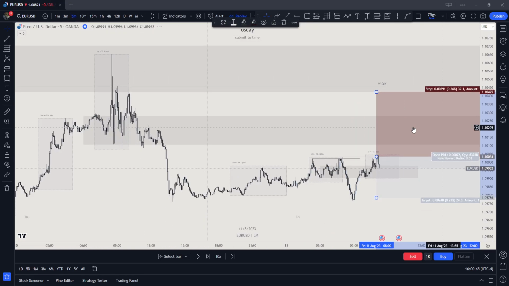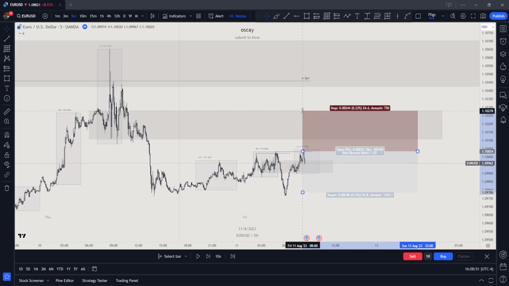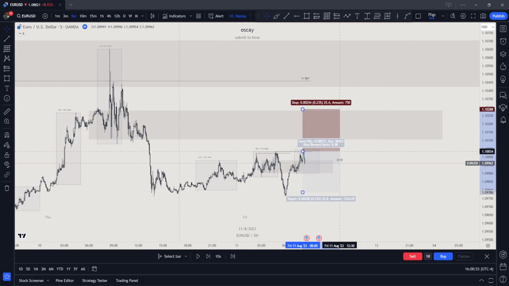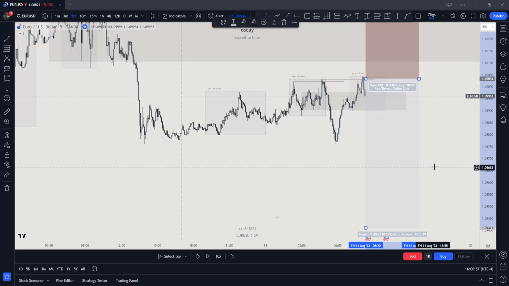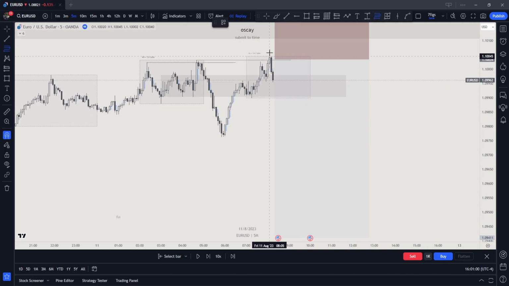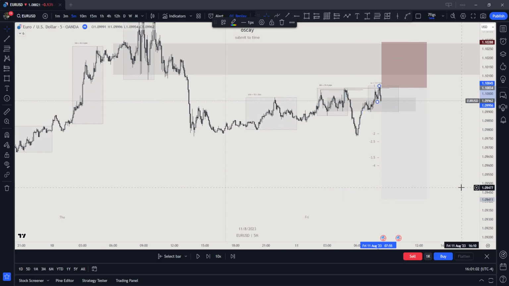How many pips is that? 39. Okay, 39 is way too much. Put it like this, 25 pip stop, because we have PPI coming up. I don't want to get wrecked by it. Go study PPI, it can slip you to Narnia.